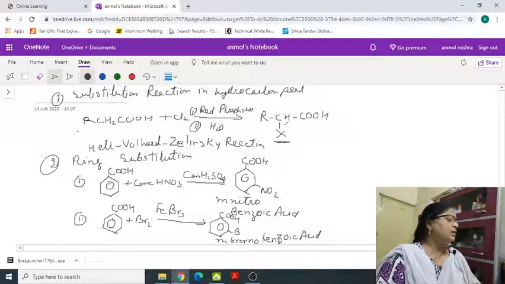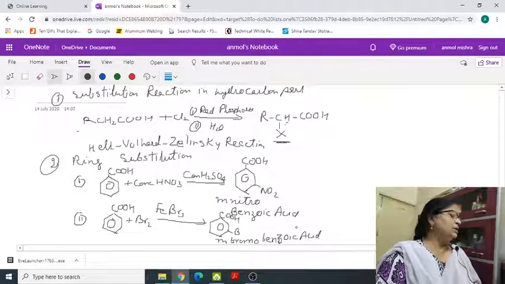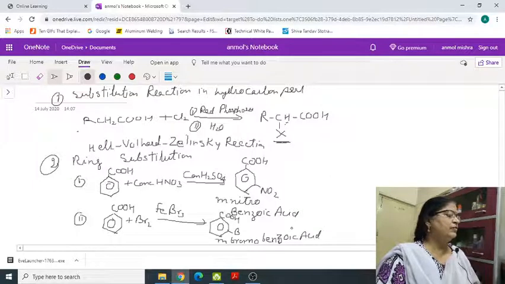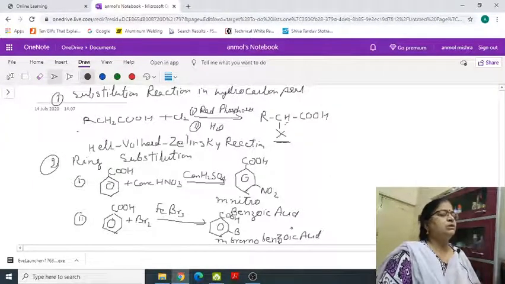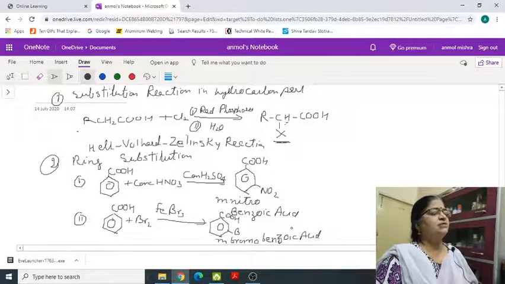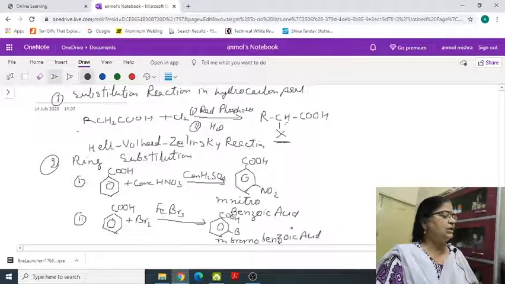Now benzoic acid does not undergo Friedel-Crafts reaction because the COOH group is a deactivating group and it combines with the catalyst AlCl3 to form a salt. So therefore it does not undergo Friedel-Crafts reaction. This question is asked in boards.